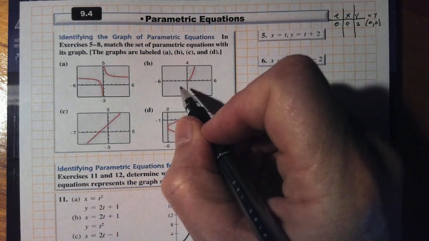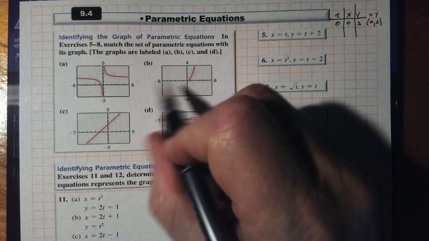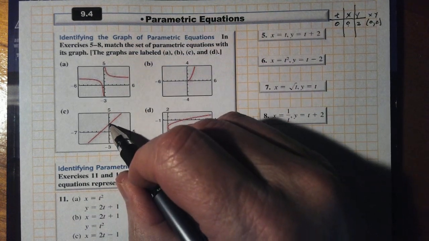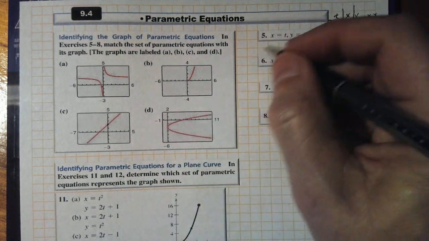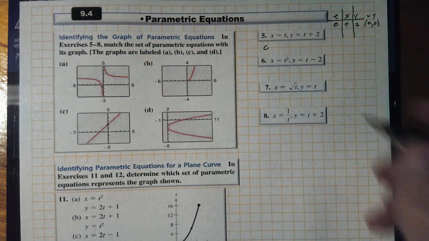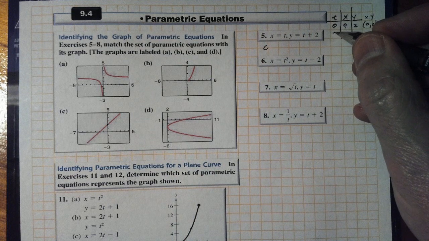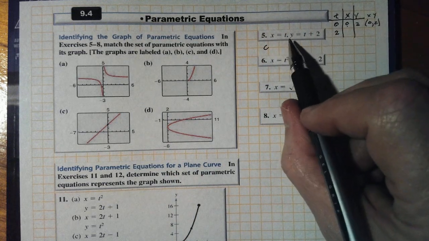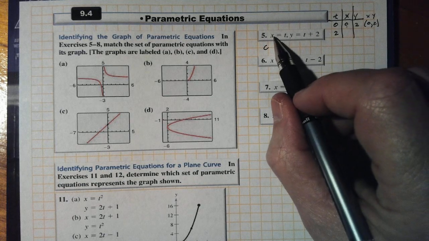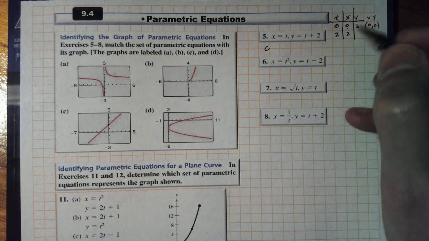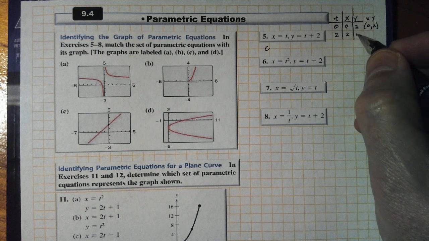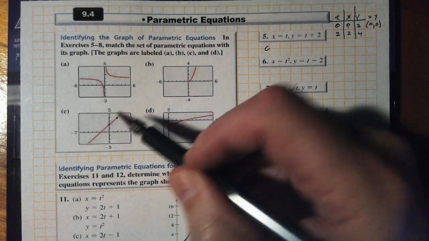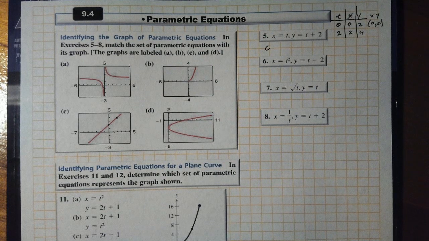So (0, 2) is not on this graph, not on this graph. It is on this graph, and not on this graph. So I'm pretty convinced this is C at this point. Maybe I would move on, but maybe I just want to double check. Let's try t as 2. That's a little bit random, but I'm not going to jump to t as 30 or something like that. When t is 2, x is 2, and y should be 4. So it looks like (2, 4). It does look like that's it, so I'm pretty convinced C is our answer.